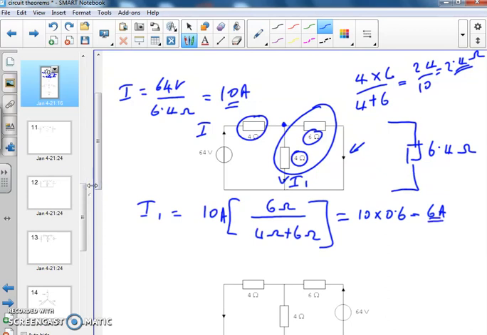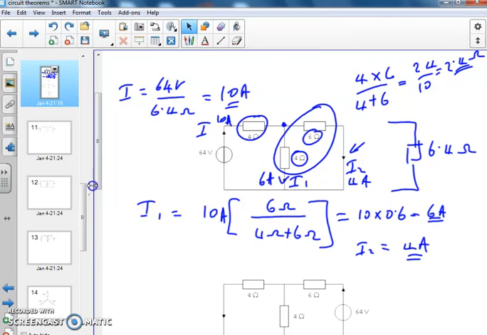So therefore I have 6 amps in the middle resistor and the current in the second resistor, which I'll call I2, is simply going to be 10 amps minus 6 amps, or 4 amps. So my currents are 6 amps just here, 4 amps just there, and 10 amps just there. I now look at the next circuit.